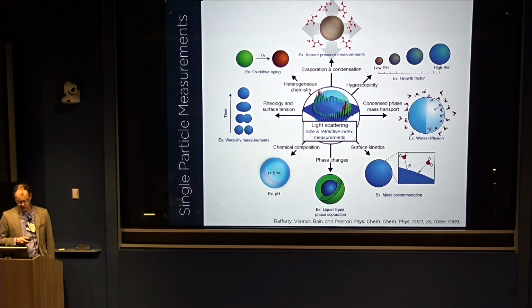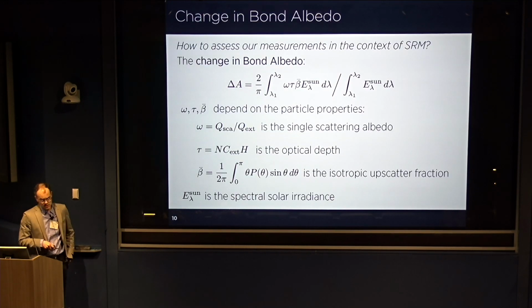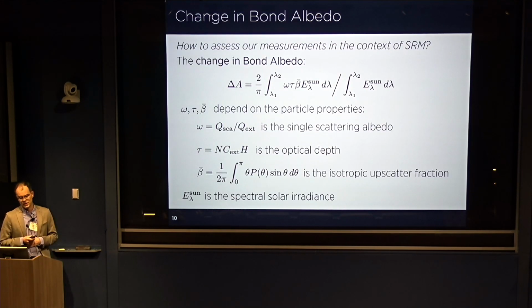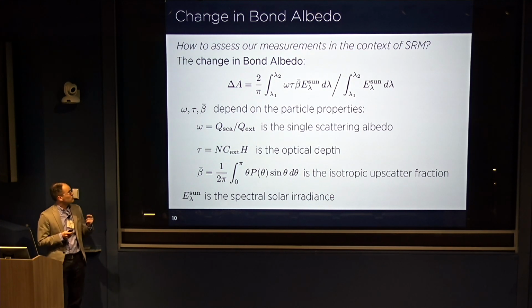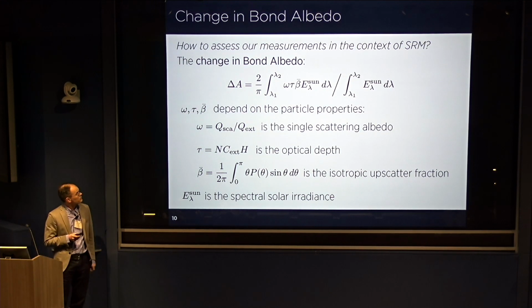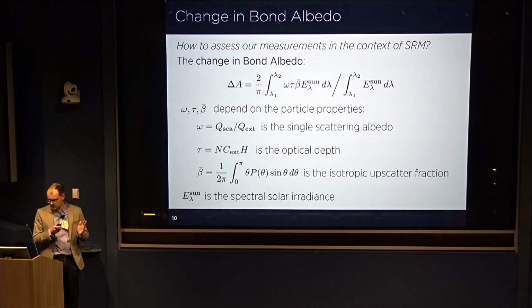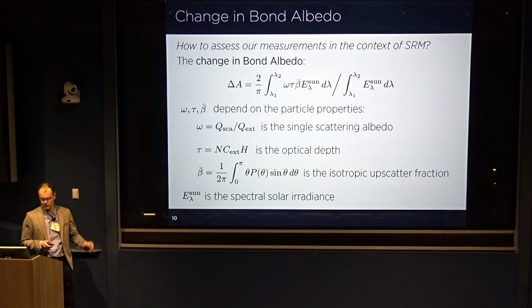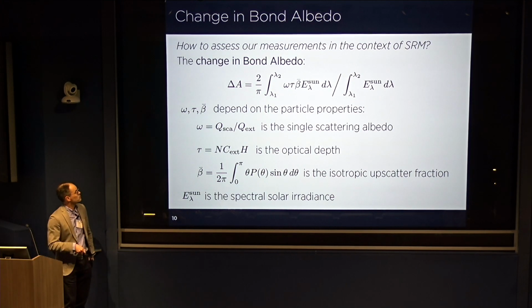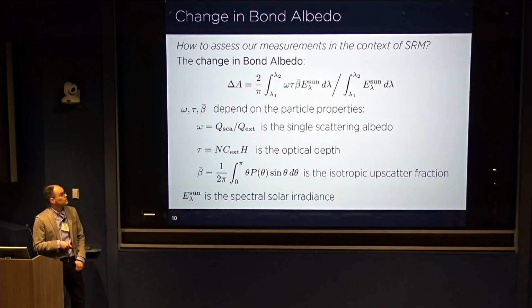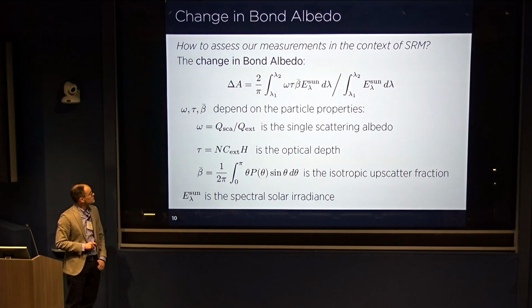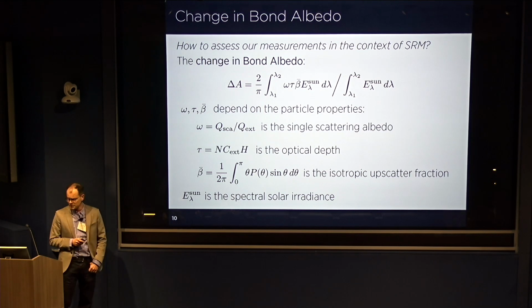That's where my first topic comes in: when we have these refractive index measurements, we want to assess the RI in the context of SRM, like what a particular wavelength-dependent refractive index actually means in terms of solar radiation management. The quantity that I'll discuss today is the change in the Bond albedo.